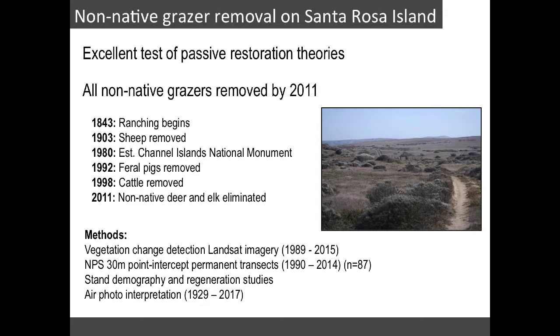The ESRM department at CSUCI, in partnership with the National Park Service, has been doing some monitoring of the vegetation change following the non-native grazer removal. The methods we've been using are a vegetation change detection with Landsat TM5 and Landsat 8 imagery. So far we've got a time series of vegetation change from 1989 to 2015, and we're going to be adding new years into the future. We've got NPS 30-meter point intercept permanent transects, a data set going back to 1990. We've got stand demography and regeneration studies of the island oak and Torrey pines. Now we're starting island ironwood, bishop pine, and aerial photo interpretation from 1929 to 2011.